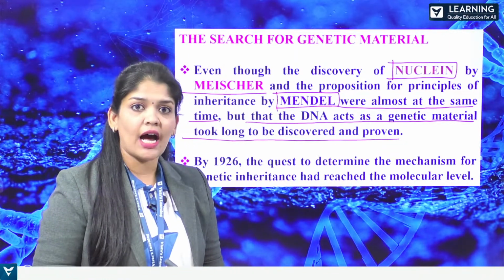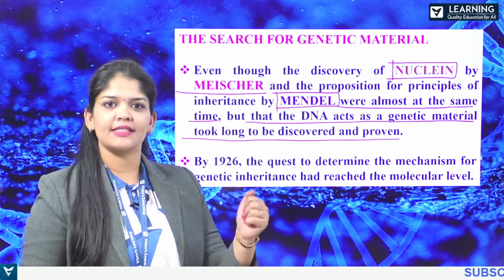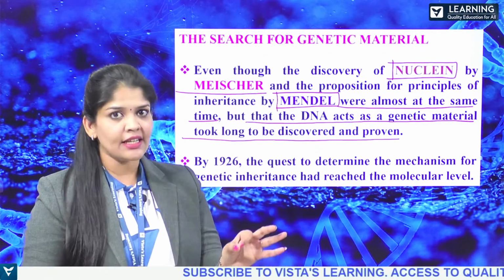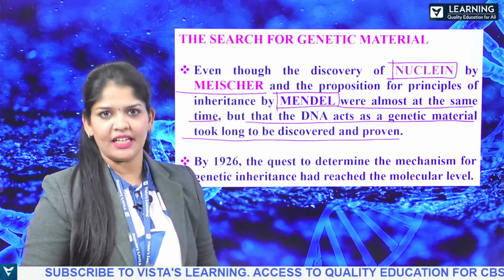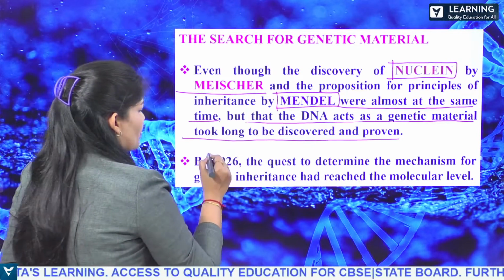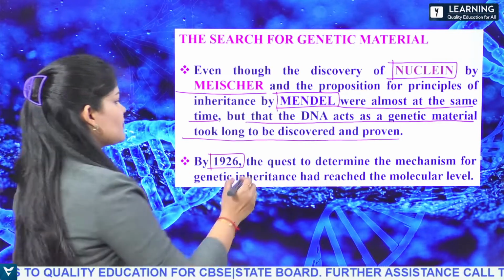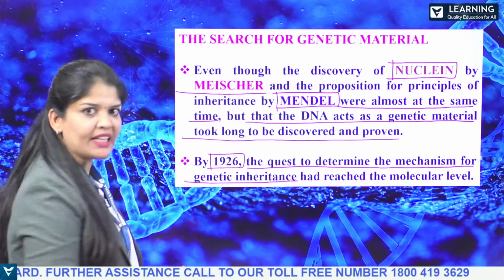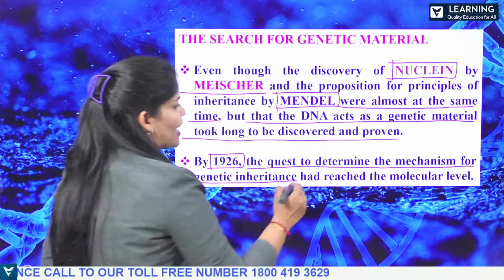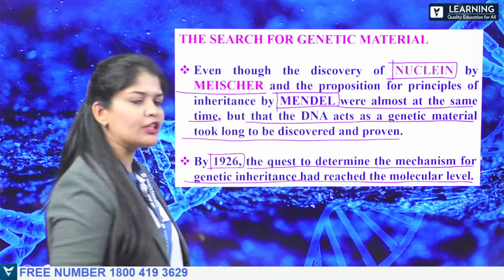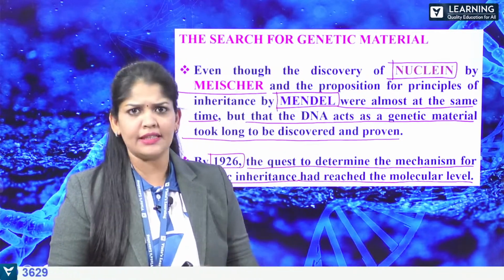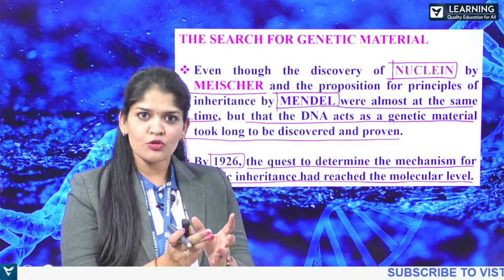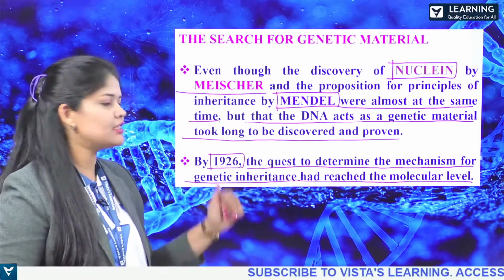By now, we know that DNA acts as the genetic material. But then it was not clear that DNA was the biochemical nature of this genetic material. By 1926, the quest to determine the mechanism of genetic inheritance had reached the molecular level. Molecular level means very minor details: at the cellular level, inside the cell, we have molecules, and the study reached the molecular level by 1926.